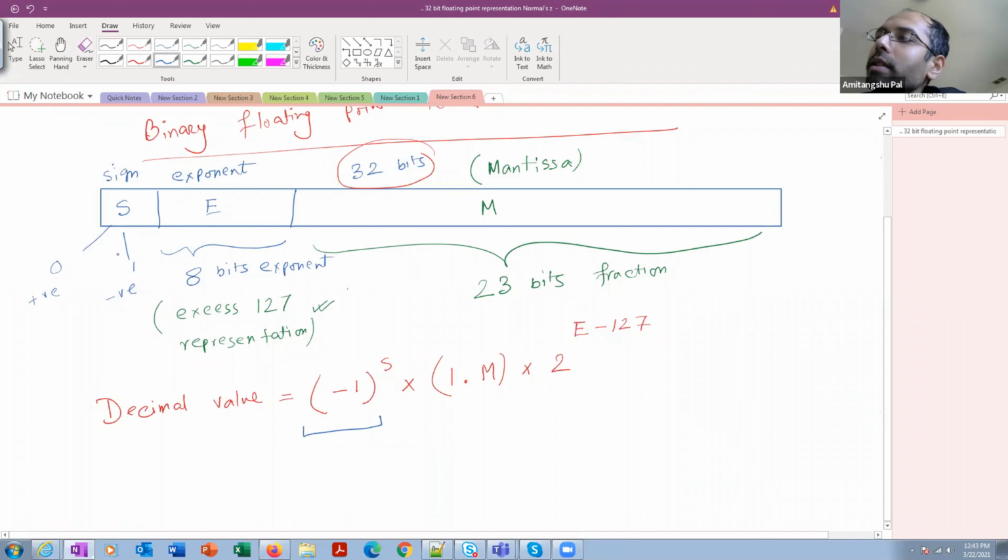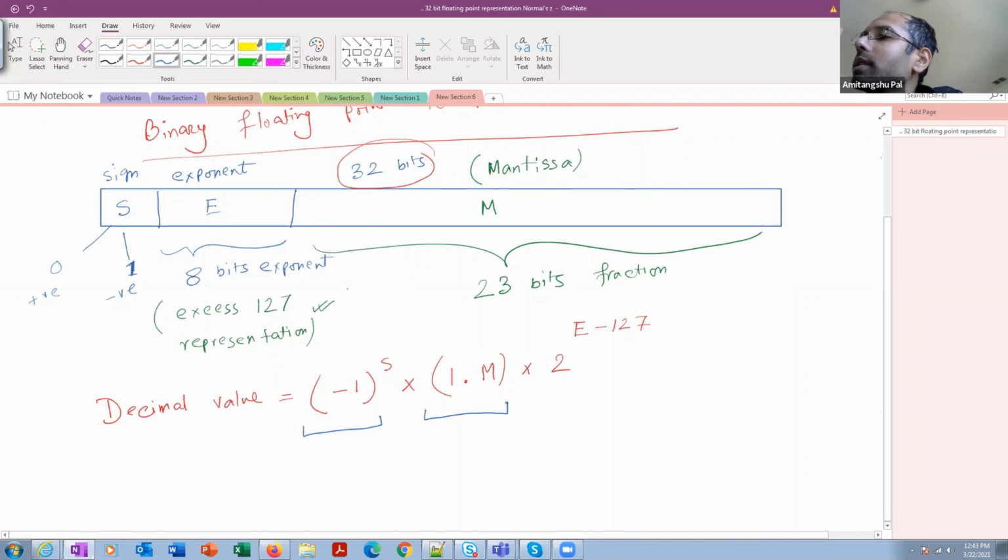-1 to the power s. So what did I say? That the first bit is the sign bit, which is going to be 0 for positive numbers and 1 for negative numbers. So let's see what's happening. When s is 0, it is going to be -1 to the power 0, which is 1. And when it is 1, it is -1 to the power 1, which is -1. So that means when s is 1, it is going to be a negative number. When s is 0, it is going to be a positive number. Clear? Okay.